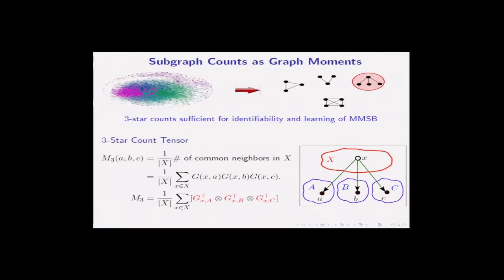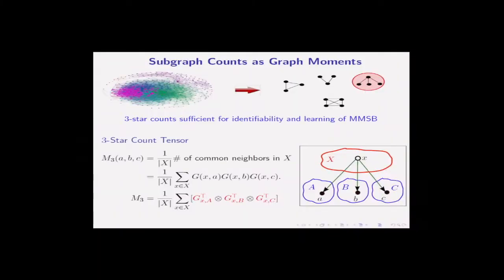But I'm partitioning these nodes into different sets to avoid some dependency issues. We'll see in a minute why exactly this is helpful. But this is a very intuitive object. It's like counting common neighbors for groups of nodes. And if I write it as a tensor product, this entire 3rd order tensor is a tensor product of the neighborhood vectors of this node X to each of these sets A, B, and C. So these 2 are equivalent; this is just the tensor notation. So this is my 3-star count object.